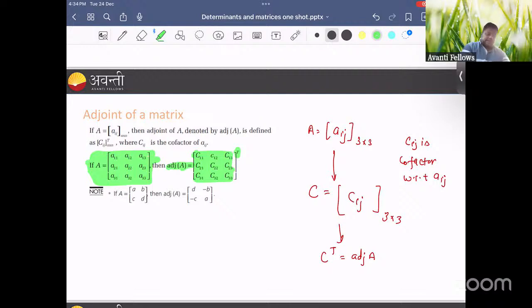All right. See, in case of 2 by 2, you can directly remember adjoint is what? Change the diagonal entries and change the sign of off diagonal entries. See, AD became DA and change the sign. B became minus B and C became minus C. So in case of a 2 by 2 matrix, adjoint of A is: interchange the diagonal entries and change the sign of off diagonal entries. Am I correct?